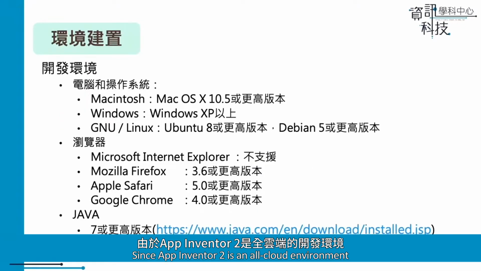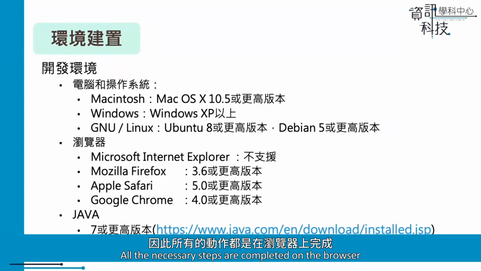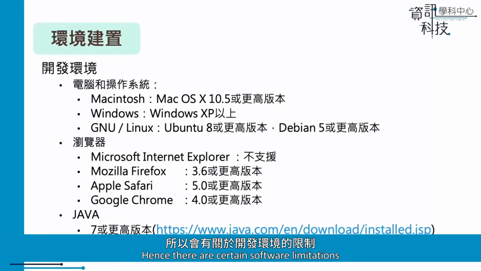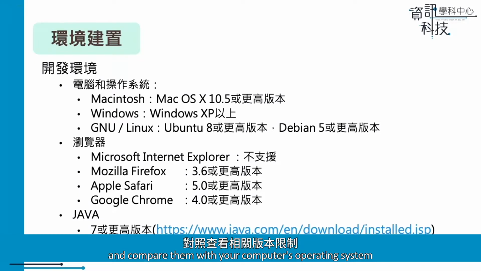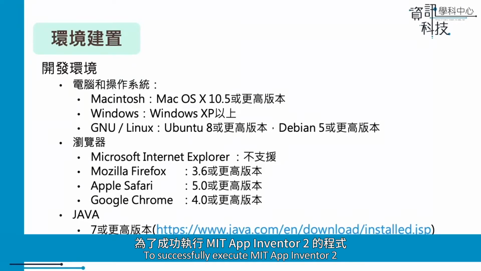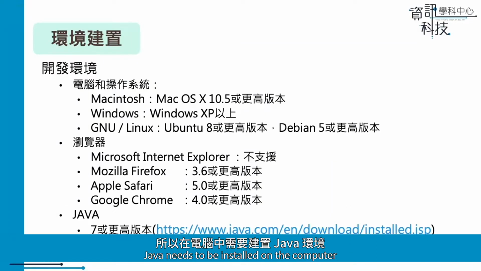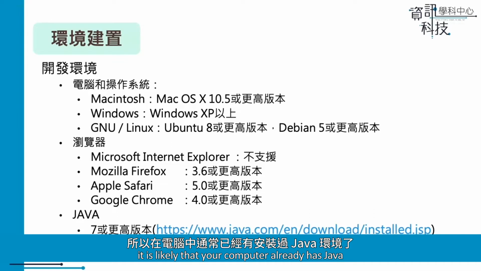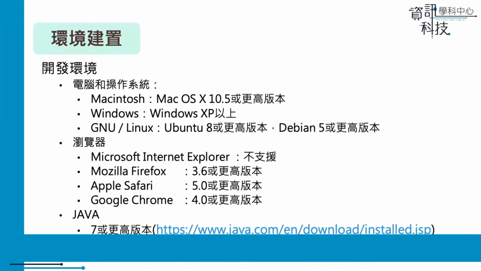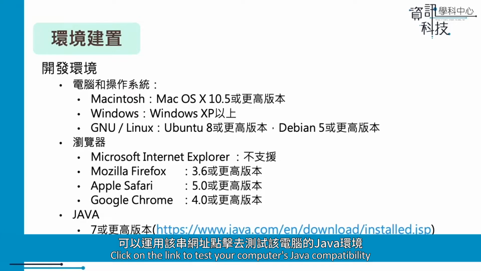Since App Inventor 2 is an all-cloud environment, all the necessary steps are completed on the browser. Hence, there are certain software limitations. Please check for relevant version limitations and compare them with your computer's operating system, as well as browser version limitations. To successfully execute MIT App Inventor 2, Java needs to be installed on the computer. Since Java applications are popular, it is likely that your computer already has Java. Click on the link to test your computer's Java compatibility.